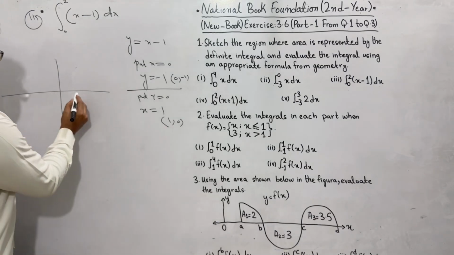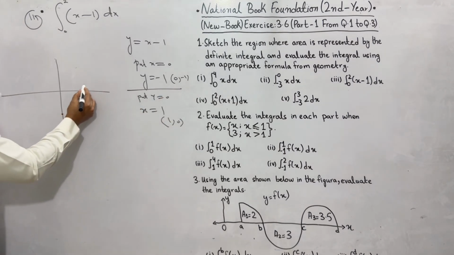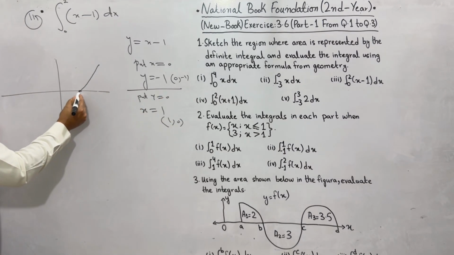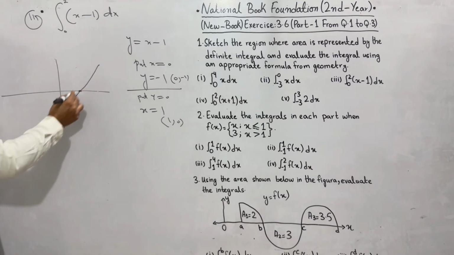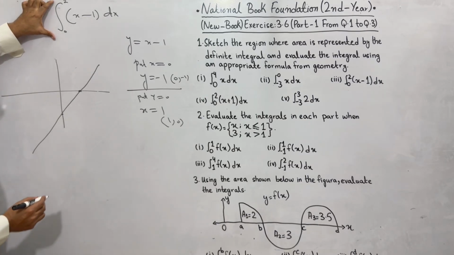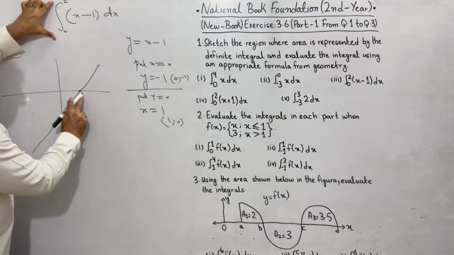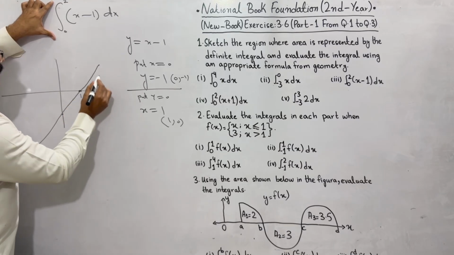X is 1. Here it's 1. And y is negative 1. Here a line runs through 1 and minus 1. X is equal to 1 and y is equal to minus 1. This is our line. And x varies from 0 to 2. This is 1. Here is 2.